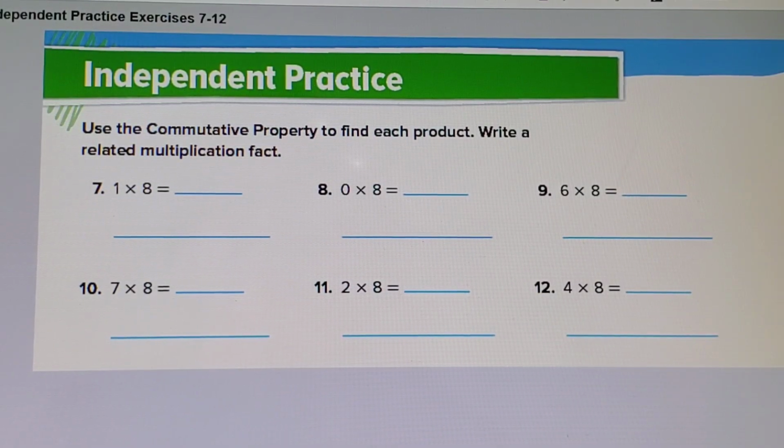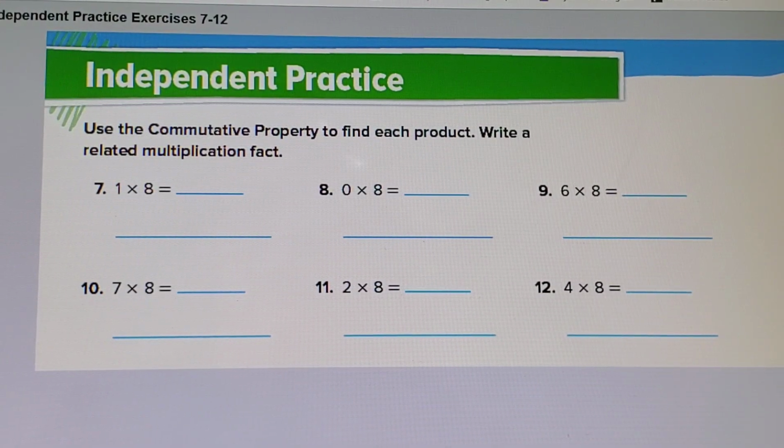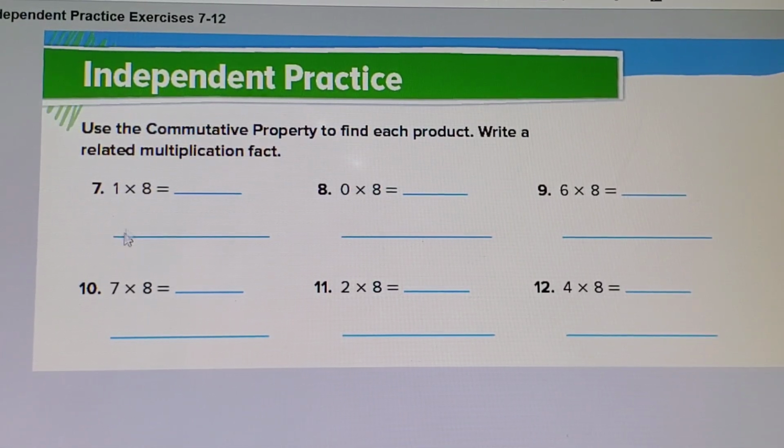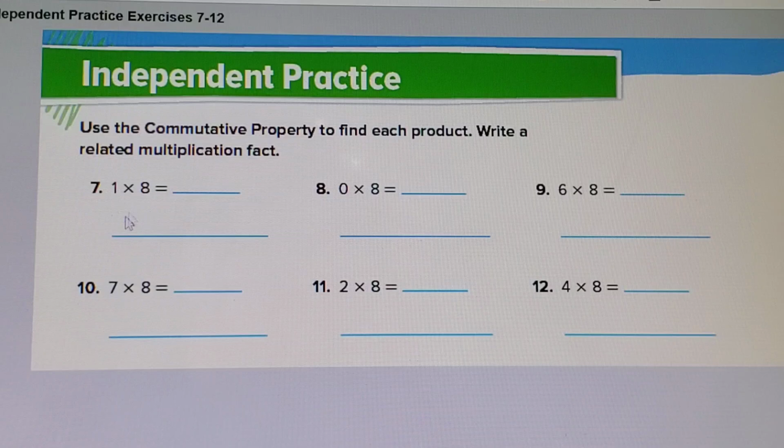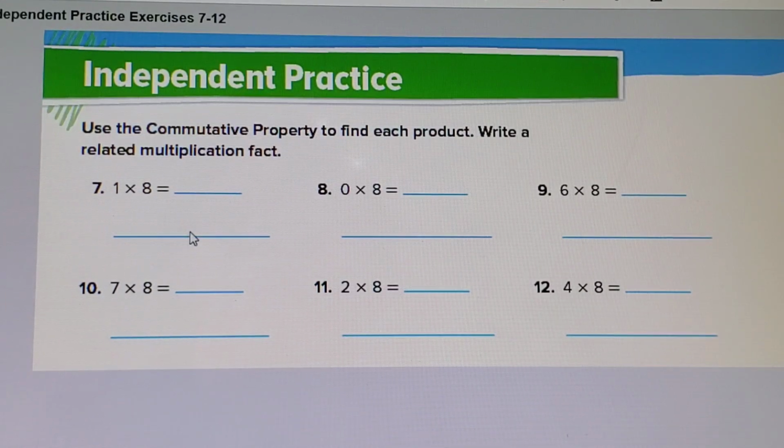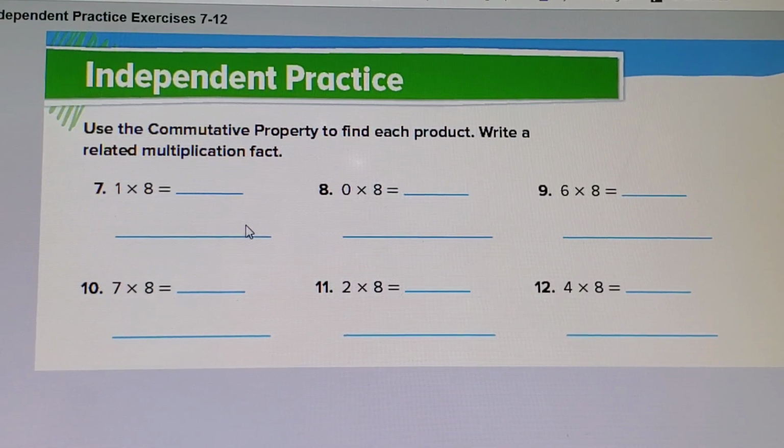Independent practice. Use the commutative property to find each product. Write a related multiplication fact. 1 times 8 equals 8. And on this line, you would switch these two factors around, so it would say 8 times 1 equals 8.